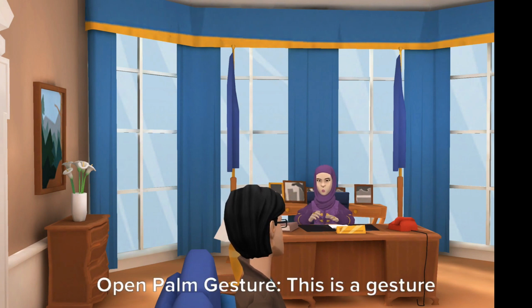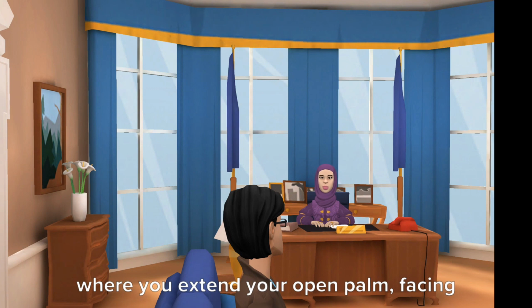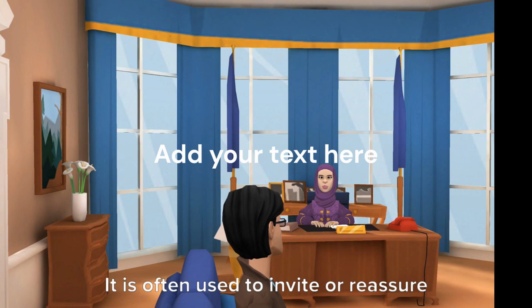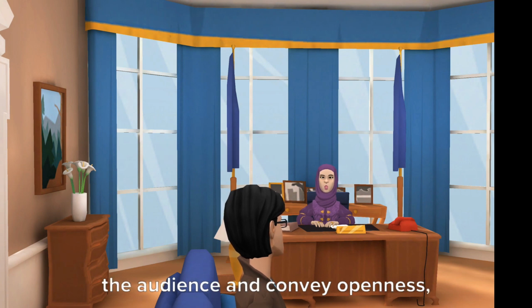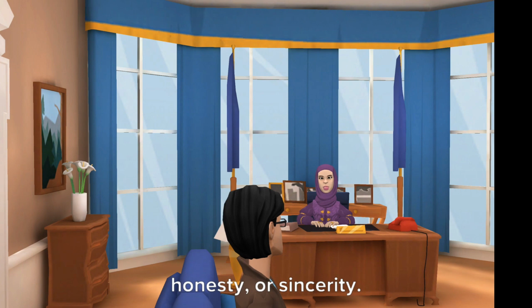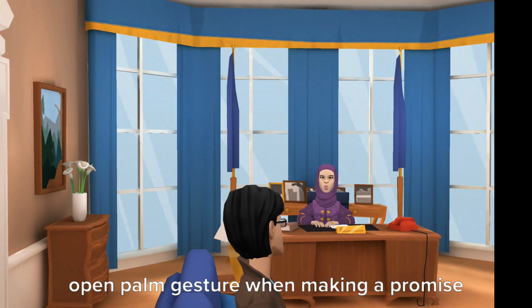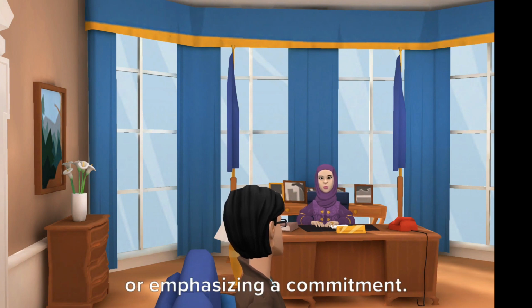1. Open palm gesture. This is a gesture where you extend your open palm facing upward toward the audience. It is often used to invite or reassure the audience and convey openness, honesty, and sincerity. For example, a speaker might use an open palm gesture when making a promise or emphasizing a commitment.